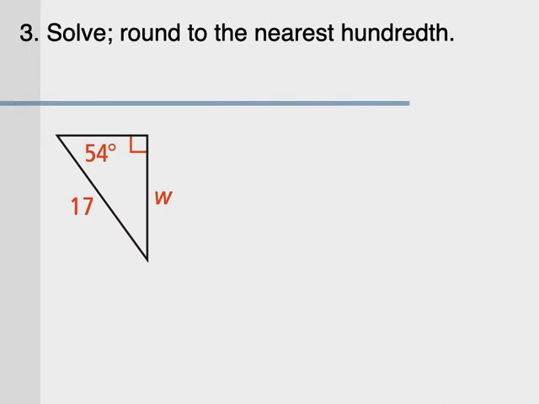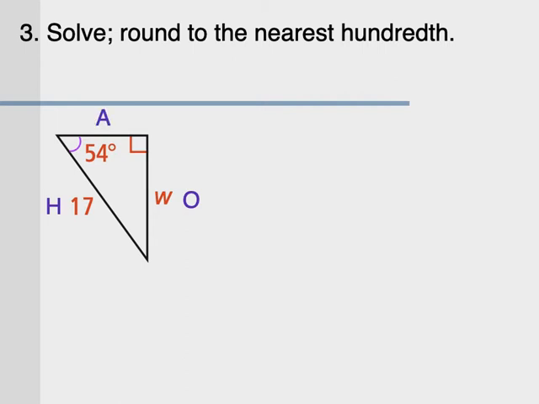All right, question 3. Go ahead and mark the one angle you know, besides the right angle, as your starting angle. Label your H, O, and A sides. Which side is H? Which side is O? And then you have your adjacent side.